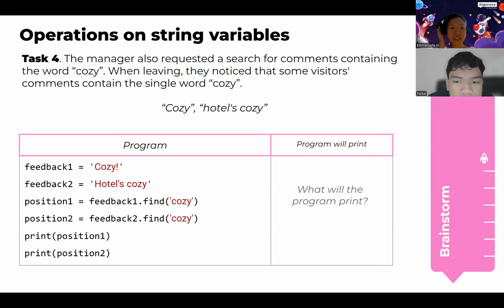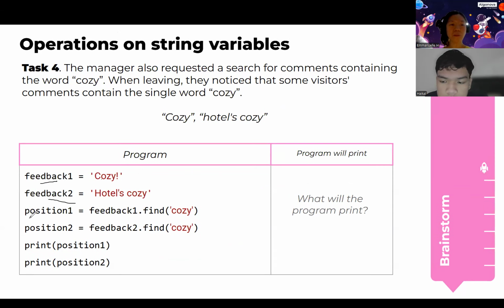Now your task. Can you try to predict what is the result of position 1 and position 2? So we have a question. We have two sentences, feedback 1 and feedback 2. Position 1 is to find the word cozy. Position 2 also tries to find the word cozy. What will be the result?